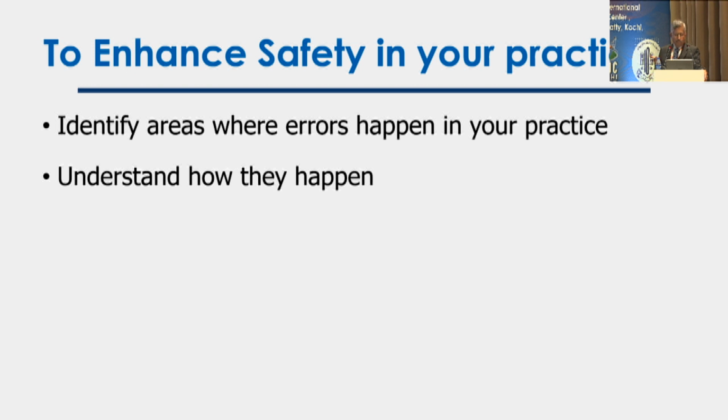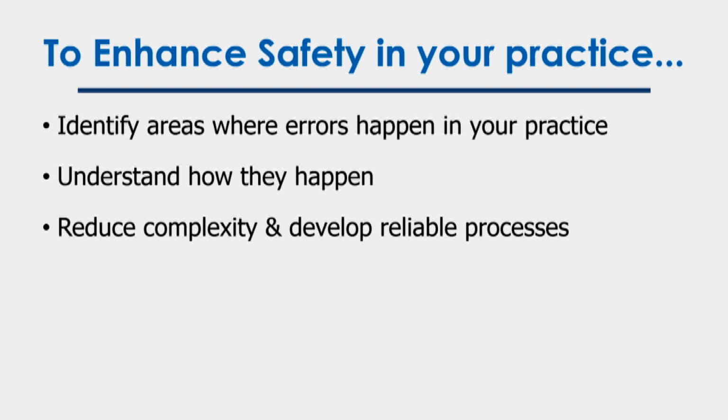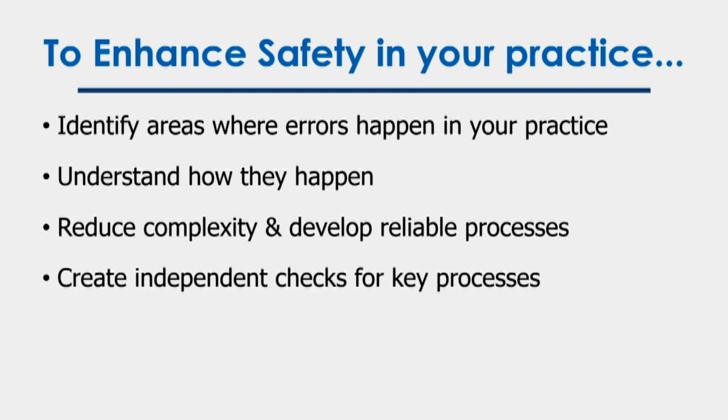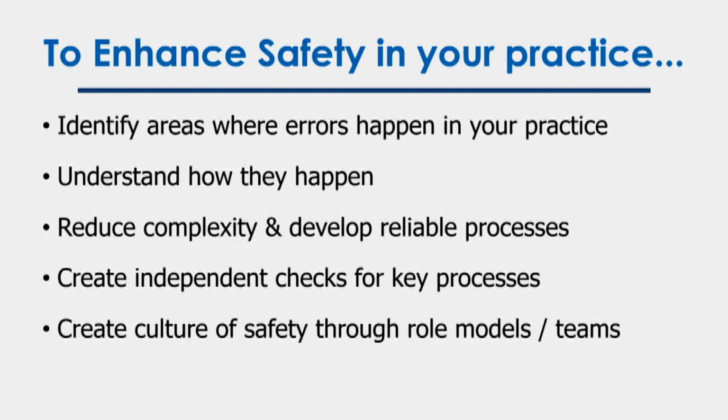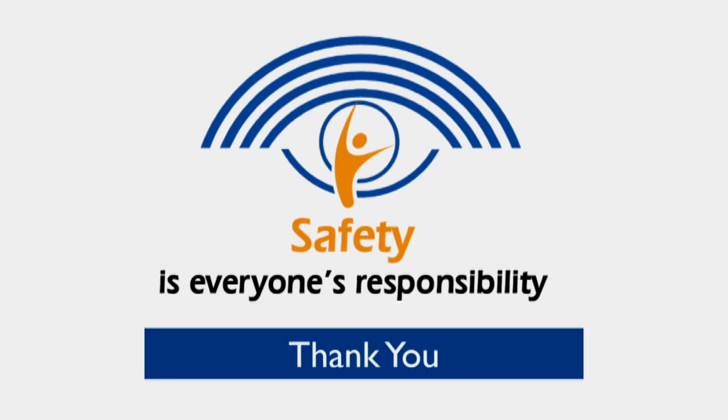So you have to identify areas where errors happen in your practice. You have to understand how they happen, reduce the whole complexity, develop a reliable process for each of those areas, and create independent checks. Whenever anybody has done a piece of work, somebody at the next level should check that work. Otherwise, it should not move to the next level. And create a culture of safety through role models. I think that's the main work of the leaders of the organization. So thank you.